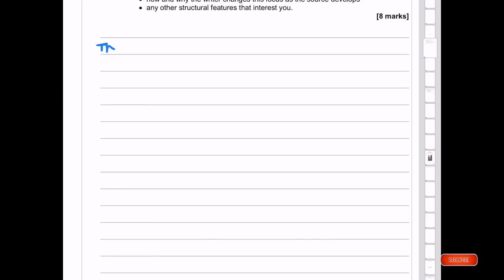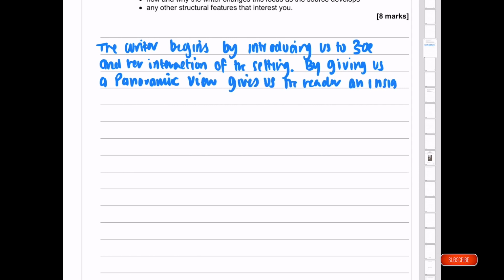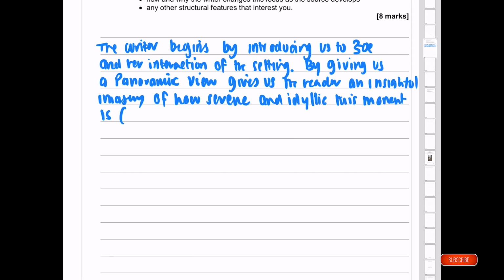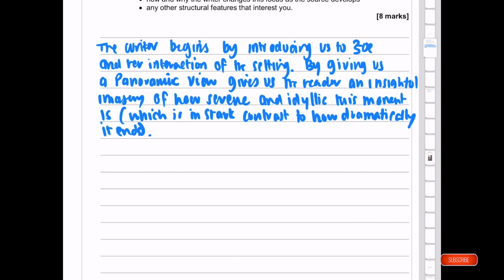So looking at this particular piece, now a rough guideline for the start could follow something like this. The writer begins by introducing us to Zoe and an interaction of the setting. By giving us a panoramic view, it gives us, the reader, insightful imagery of how serene and idyllic this moment is, which is in stark contrast to how dramatically it ends. The tone is also quite slow and unhurried, as we are left to mesmerize with our protagonist.